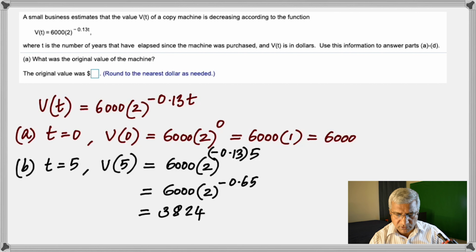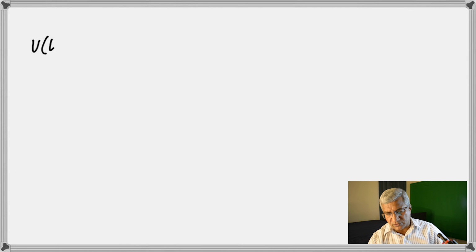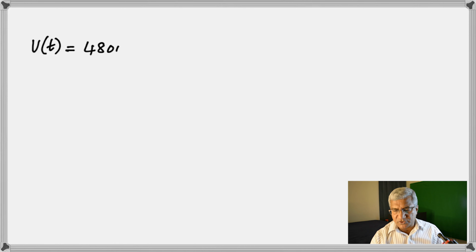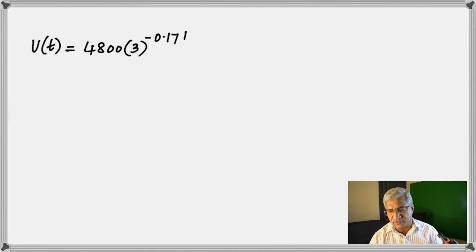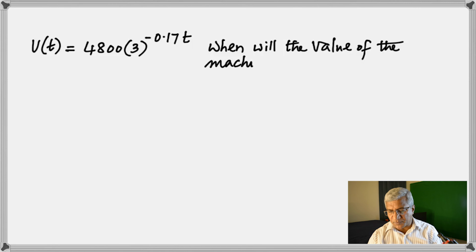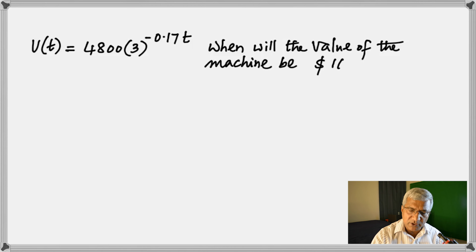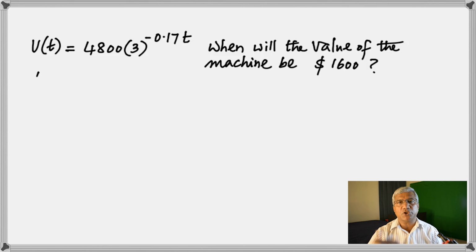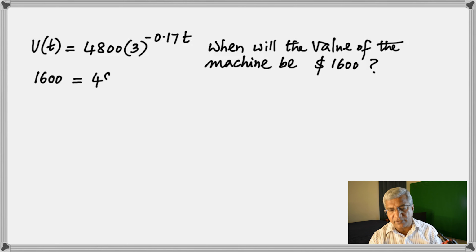I think I have one more. Okay, so here is a function. And here the question is a little different. It says, when will the value of the machine become $1,600? So here you see the difference is, now you're given the value, and you have to find after how many years it drops to 1,600. So where you have the value, you put 1,600 and then solve that equation.